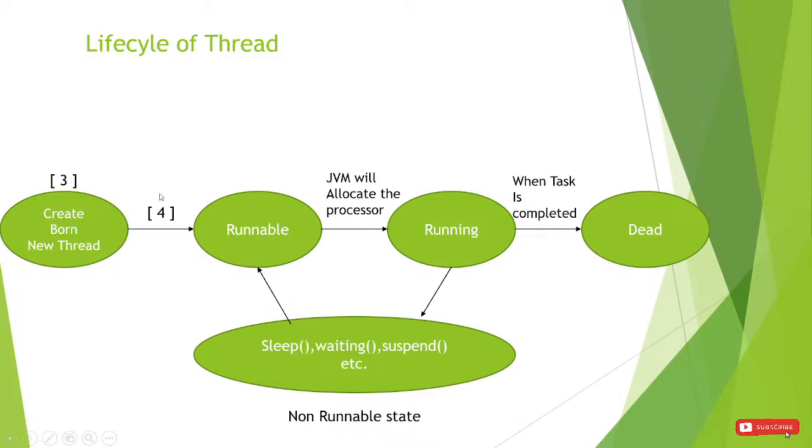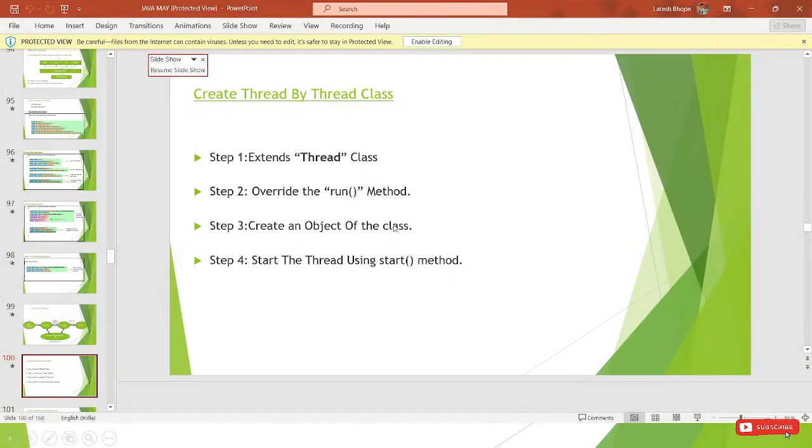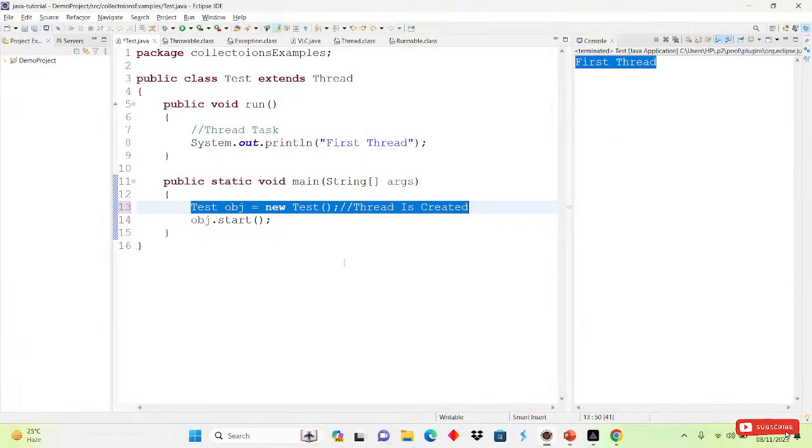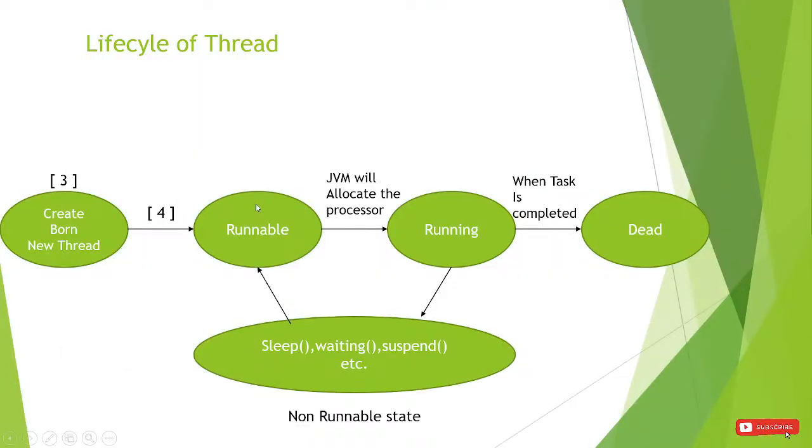After that, here is step 4. When we perform the fourth step, which is to start the thread using the start method, our thread will come from the born state to the runnable state. When we perform the start method on the thread, the thread goes from the new state to the runnable state, which means it is ready for execution.